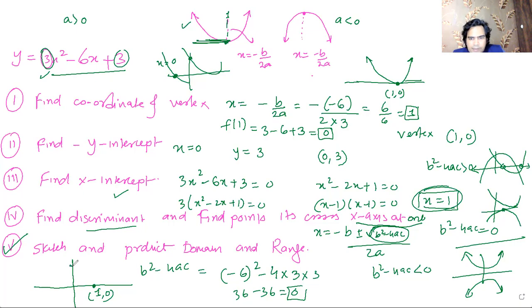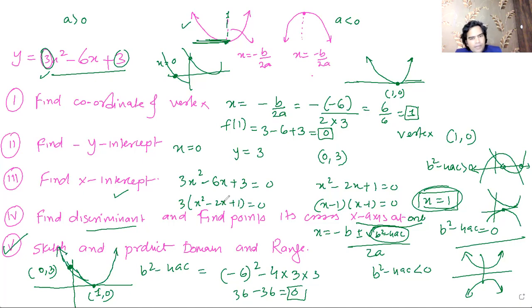Now, the y-intercept is at 0, 3. So the graph cuts the y-axis at 0, 3. When you look at the final graph, it will be a happy face graph. It will be passing like this. So this is your final sketch of the graph.